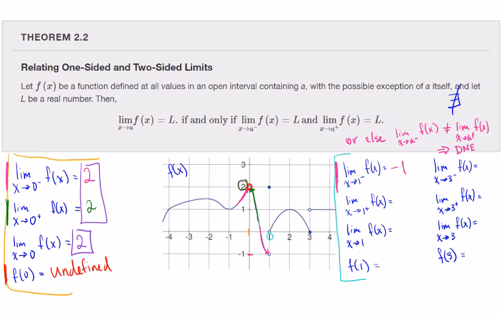All right. Let's go from the right side. If I approach from the right, then I would follow this function on the right side of 1, and as I get closer and closer to 1 on the x-axis, my output looks to be 0, right? So because these do not match up, because these are not the same, that means that this limit does not exist, right?